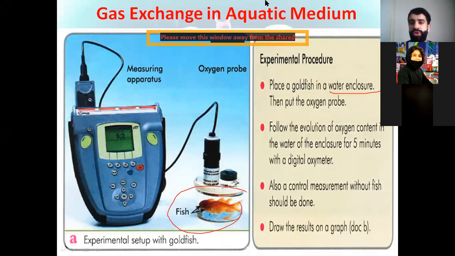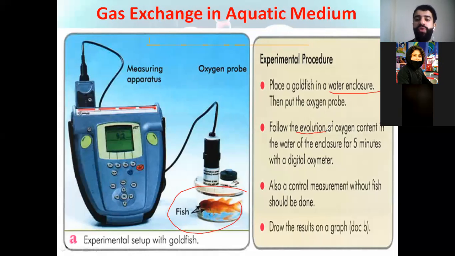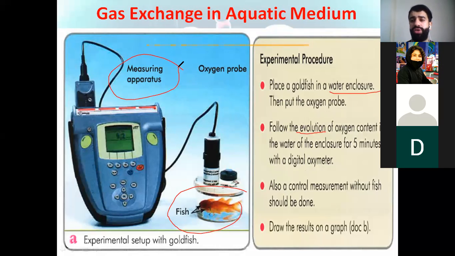After this, we follow the evolution, meaning the change of the oxygen content in the water, for 5 minutes using this apparatus, the digital oximeter. Also, we have a control measurement. What is the meaning of a control? Control one is without the fish, meaning there is no fish. The same experimental setup, all of them the same except for the fish.